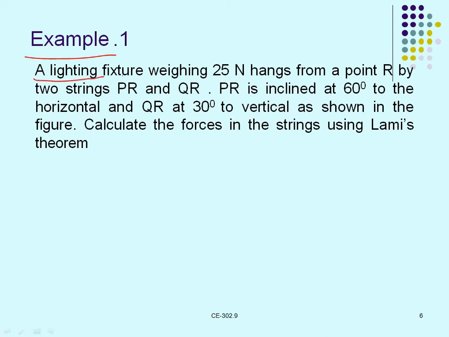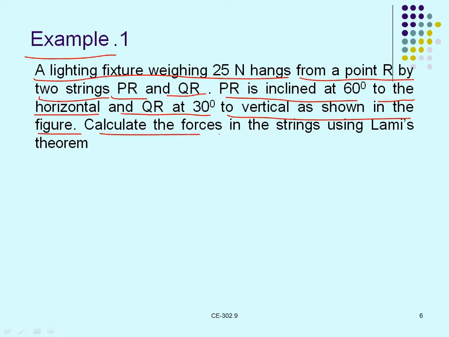A lighting fixture weighing 25 newtons hangs from a point R by two strings PR and QR. PR is inclined at 60 degrees to the horizontal and QR at 30 degrees to the vertical, as shown in the figure. Calculate the forces in the strings using Lamy's theorem.